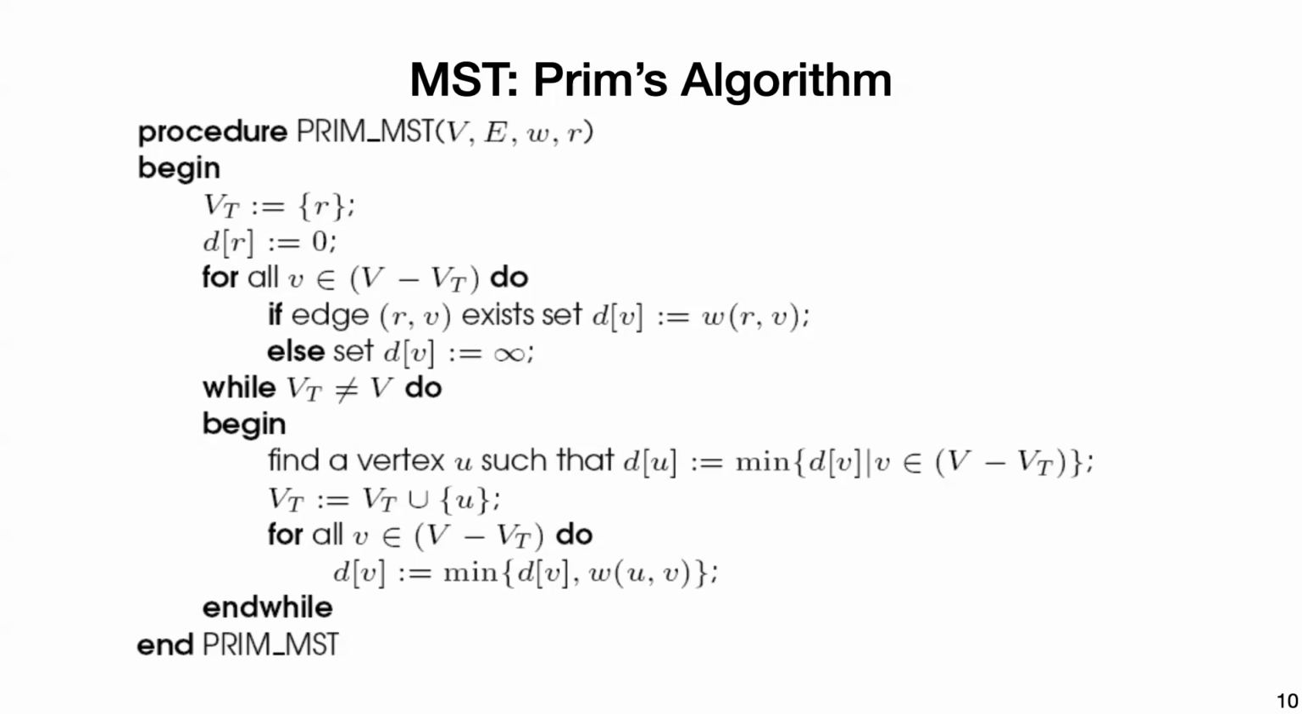And then this is the main loop. While the spanning tree's vertices are not equal to the whole set of vertices, the first step is you have to take the min over the distance vector to find what is the closest thing to the current tree. Now you add it into the set of vertices, and for all other vertices, you do this relaxation. You update the distance vector to be the min of what is currently in the distance vector and the weight from U to V, where U is the thing that just got added to the spanning tree.